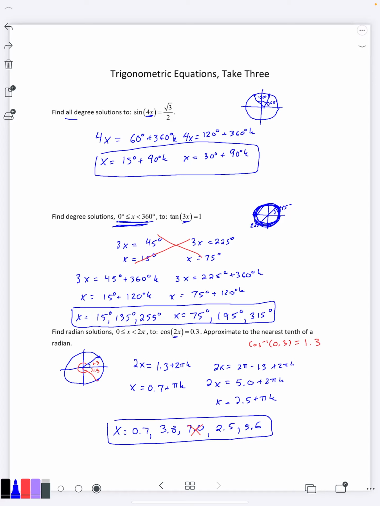So these again can be particularly tricky problems. Maybe watch this video a couple of times to really understand it and practice these a lot.